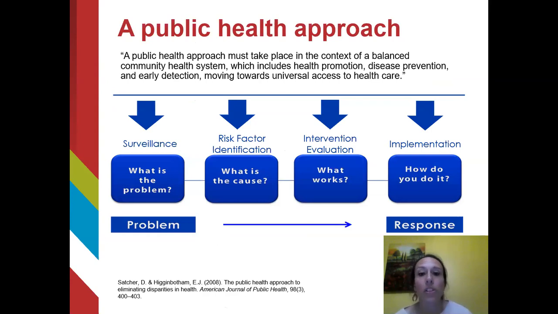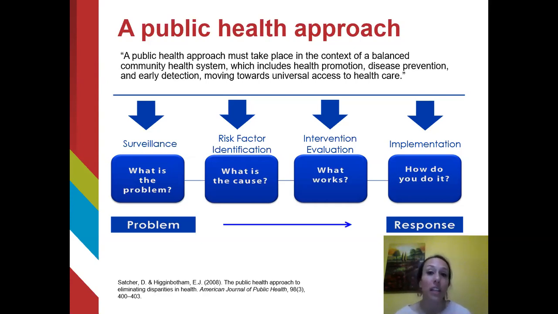A public health approach is one that must take place in the context of a balanced community health system. Now, that doesn't mean just a hospital system within a community or a clinic system within a community. We're talking about a community-wide system that includes health promotion, disease prevention, and early detection, and it helps us move towards a system where everybody is able to access care and access health information. So this public health approach is one where it doesn't really matter what the topic is, it's the way that we think about working towards solutions.